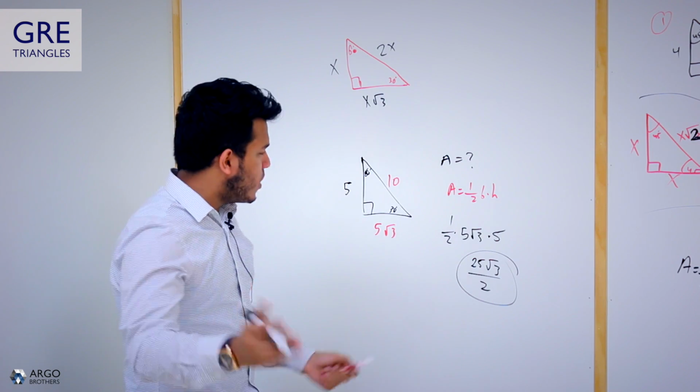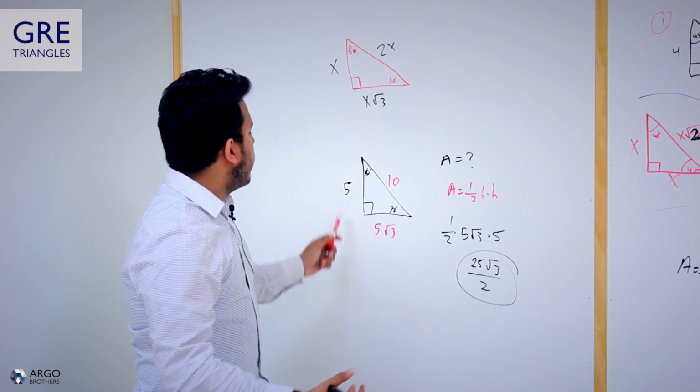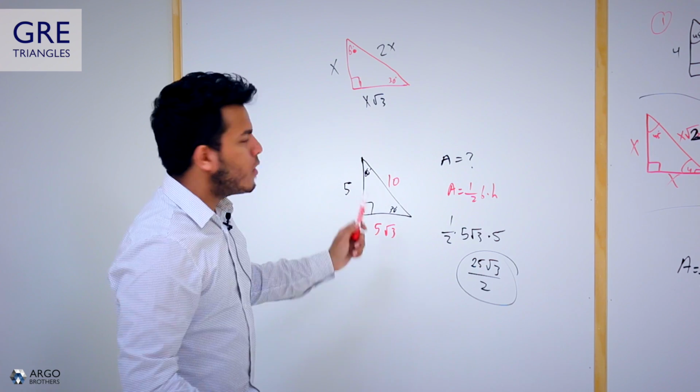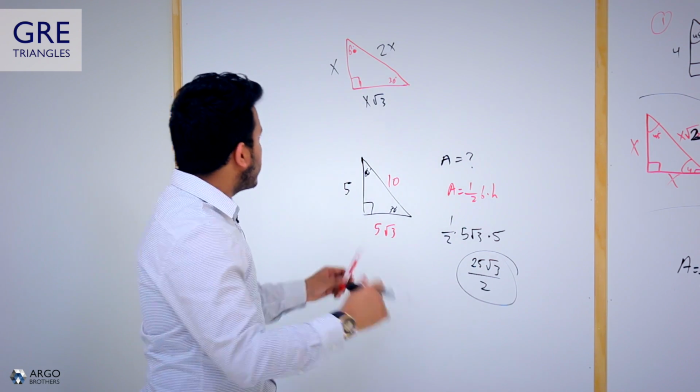If you want to find the perimeter, go ahead and try that yourself. For the perimeter, just add up all these lengths over here. So 5 plus 5 radical 3 plus 10, and then you can find the perimeter. Let's go ahead and take a look at another question.